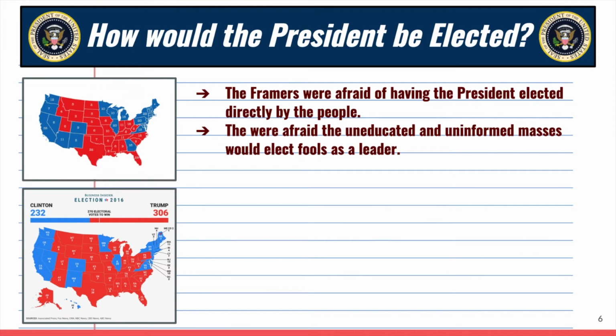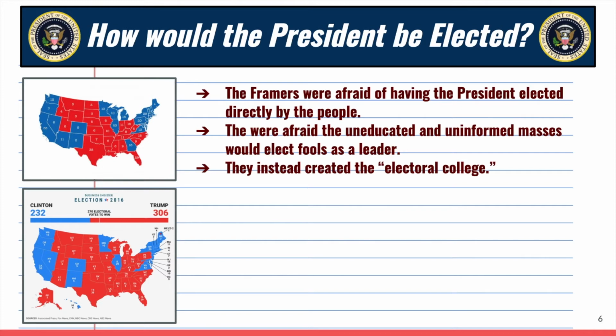They were afraid of the uneducated and uninformed masses, otherwise the mob, electing fools as a leader. They wanted to have some kind of process whereby the people had input, but that there was some kind of filter in between just in case the people made a not so great decision. Theoretically, that's why this system was created. In practice, it's never worked the way it was intended. They created something called the Electoral College. So the president is not elected directly by whoever gets the most votes. The president is elected by a system called the Electoral College.